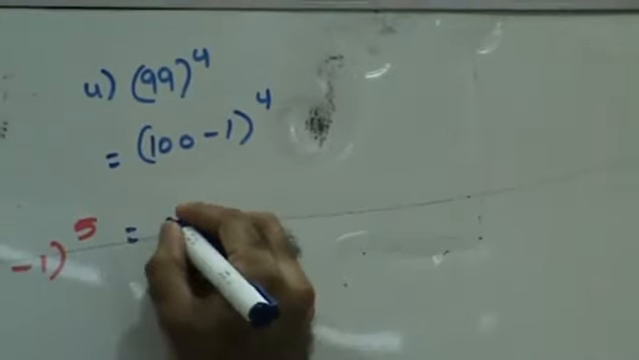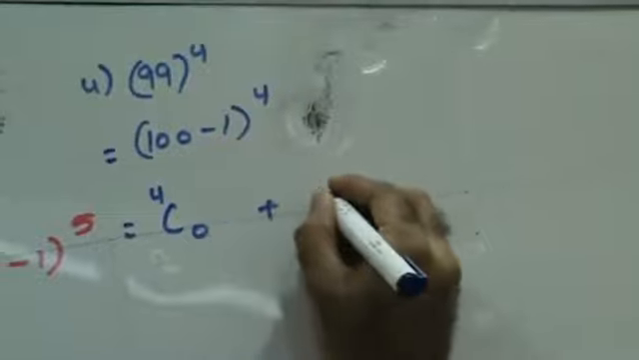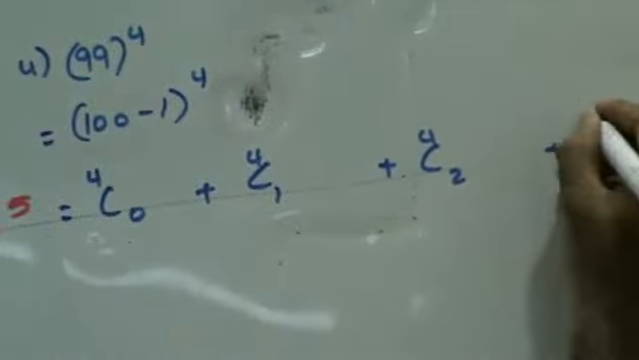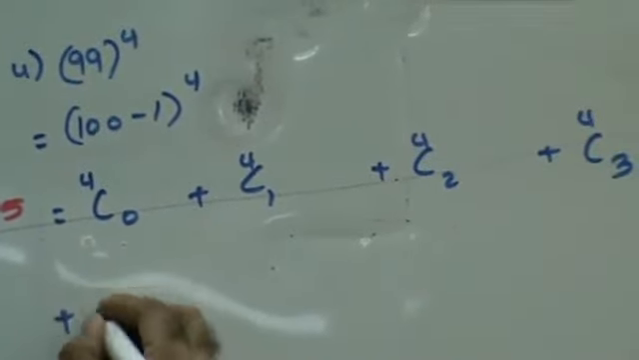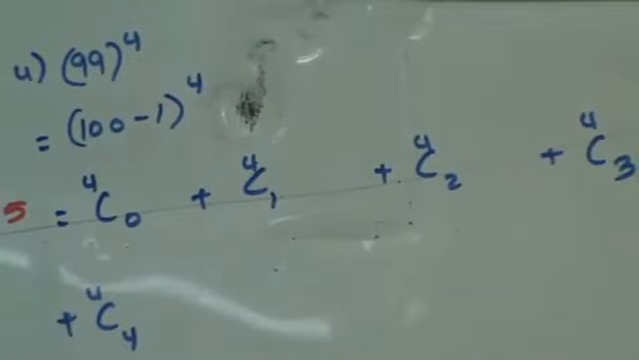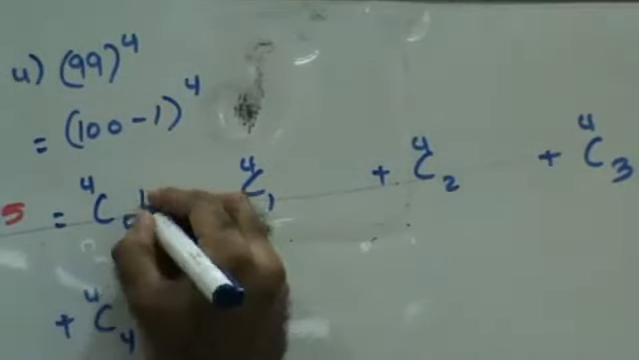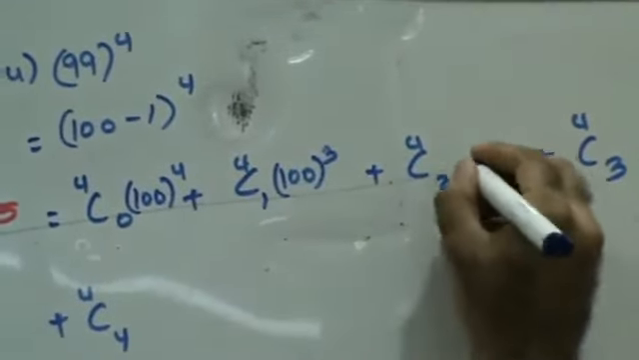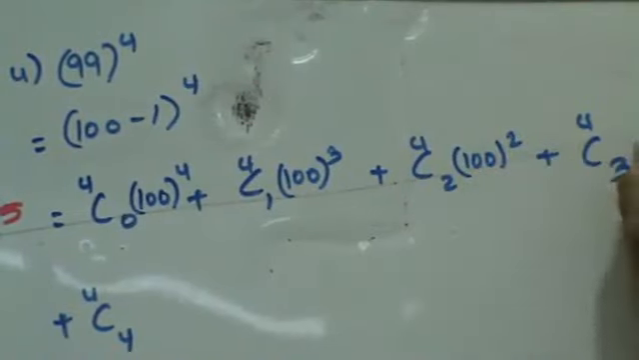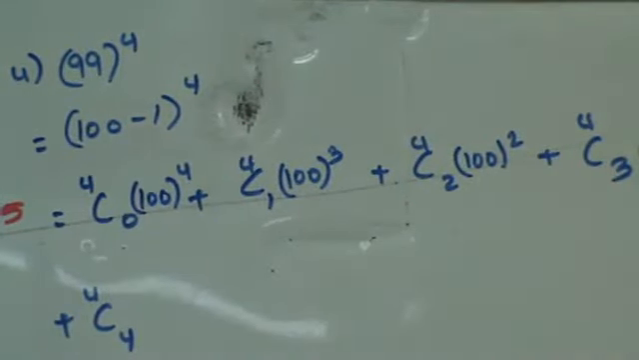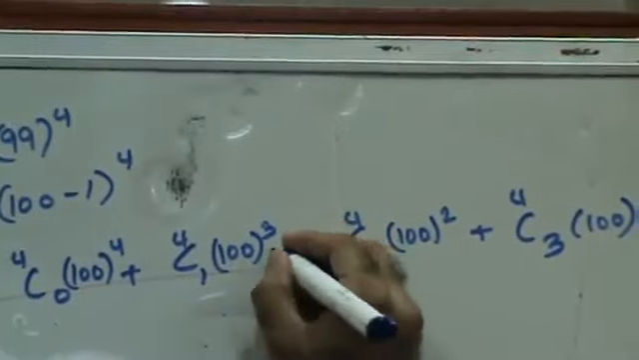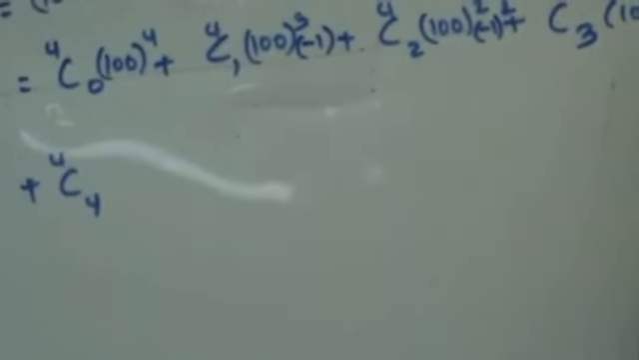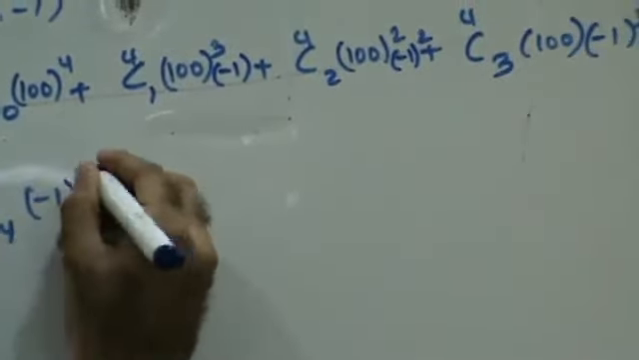So this is going to be C4 of 0 plus C4 of 1 plus C4 of 2 plus C4 of 3 plus C4 of 4. First you write the combination: 100 raised to 4, 100 raised to 3, 100 square and 100, the second term minus 1, square, minus 1 cube, minus 1 raised to 4.